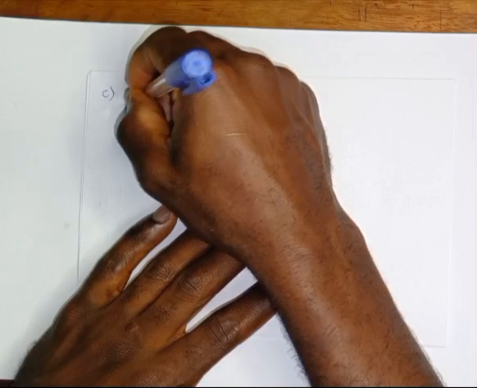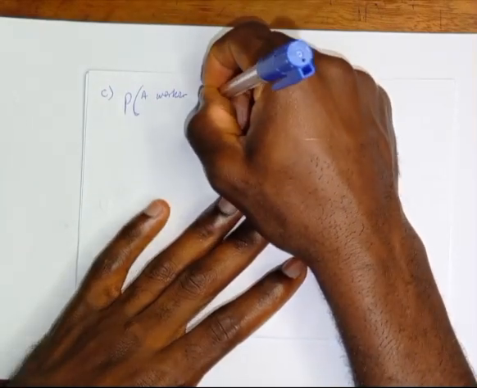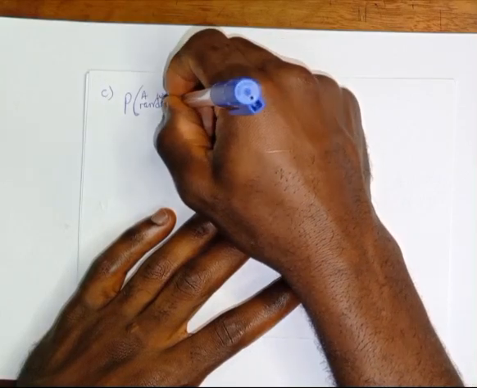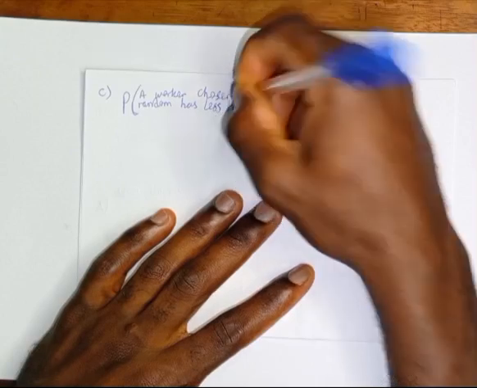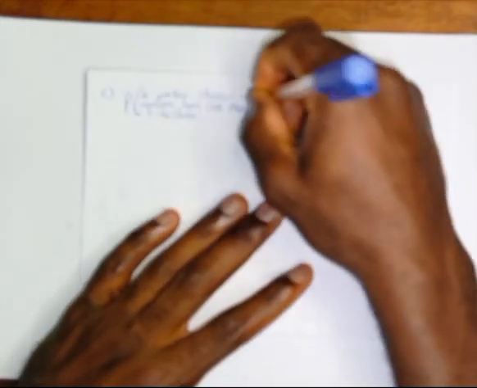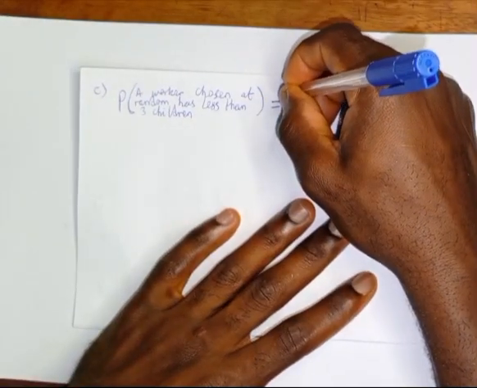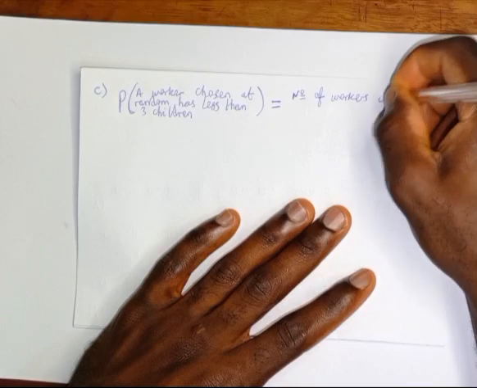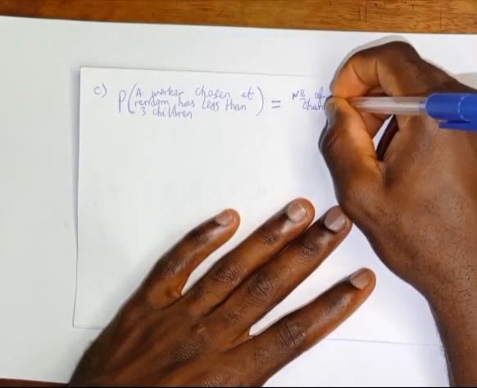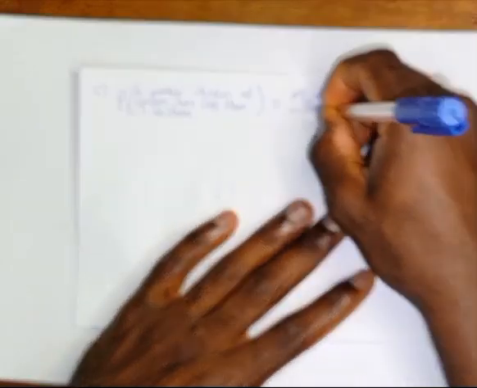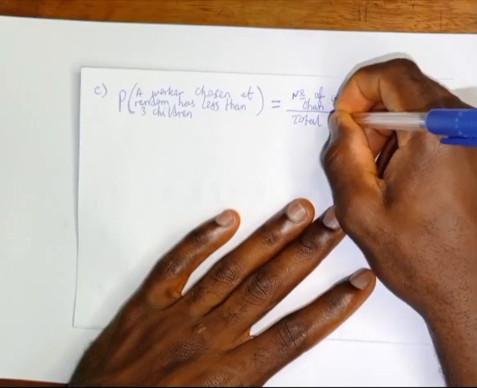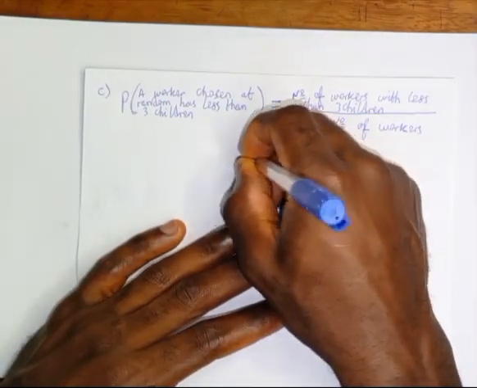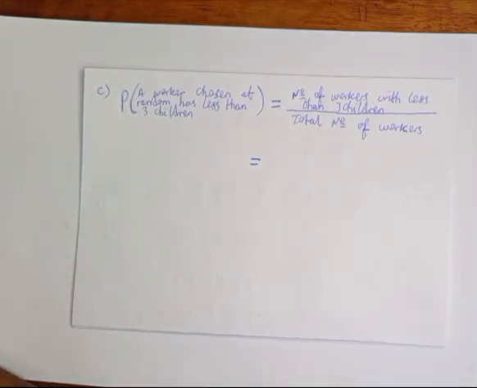Probability P of the worker chosen at random has less than 3 children will simply be equal to the number of workers with less than 3 children divided by the total number of workers surveyed.